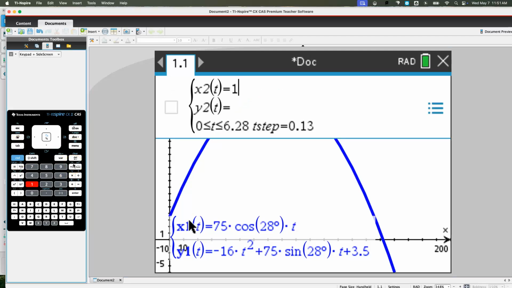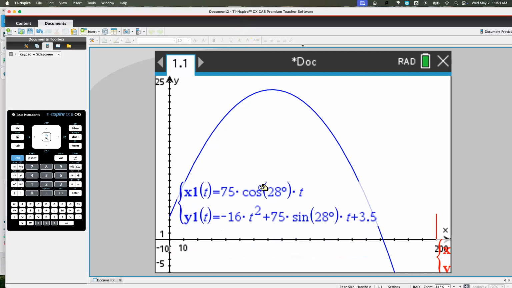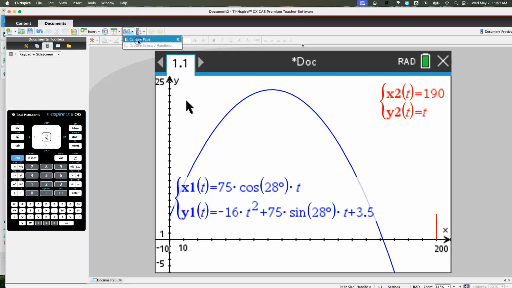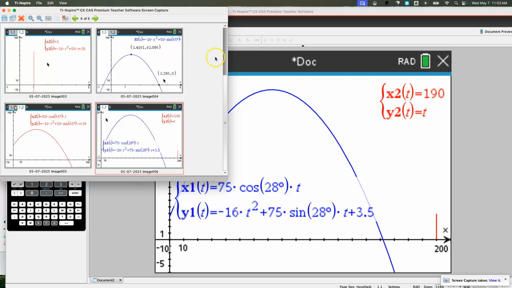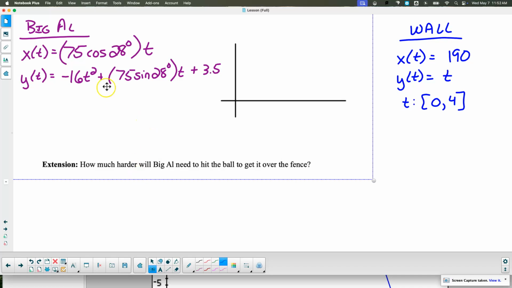Now we've got to put in 190 feet away. We need to put in a wall that is 4 feet tall. Did Big Al hit a home run? He did not hit a home run. He did not live up to his name. Okay? Missed by a lazy pop fly out to center field. Or left field, I should say.